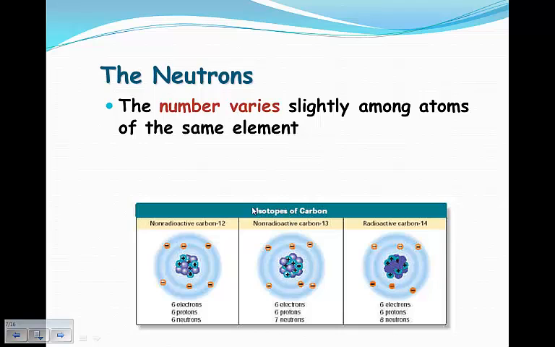When the neutrons are different, these are called isotopes. So you can have different isotopes of carbon, and typically when you have isotopes, you have radioactive isotopes.